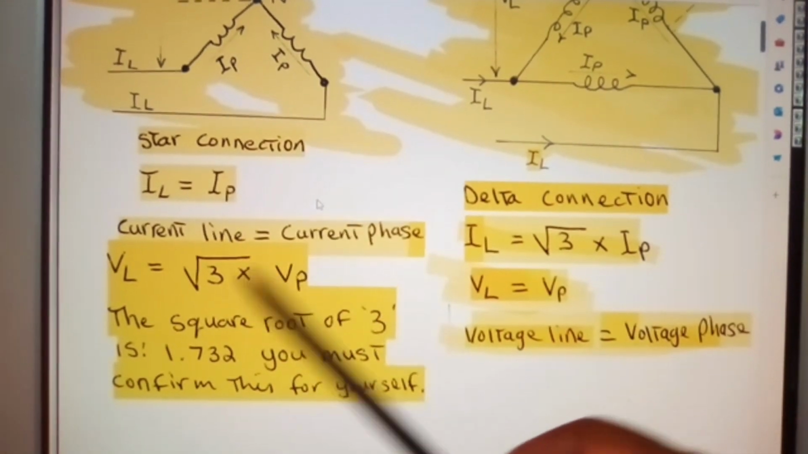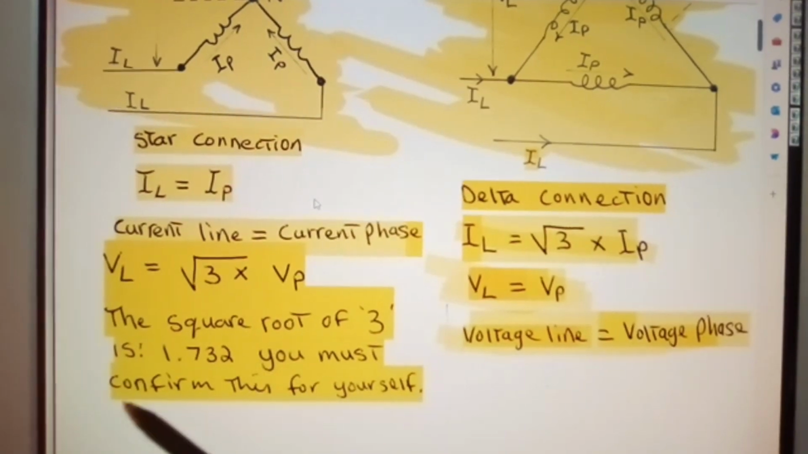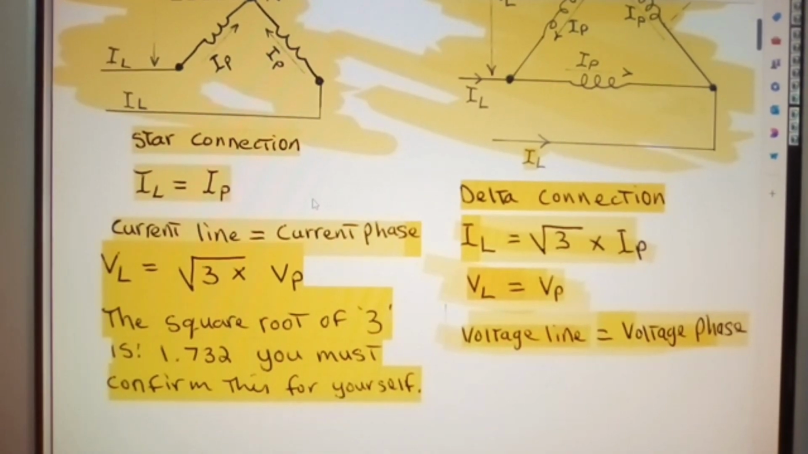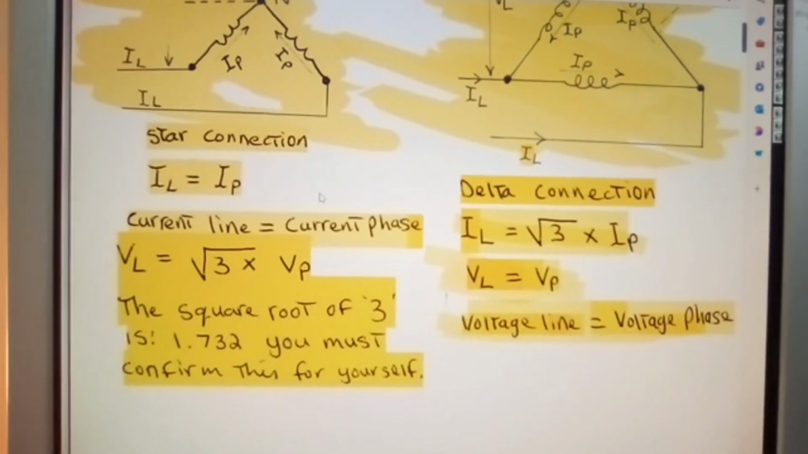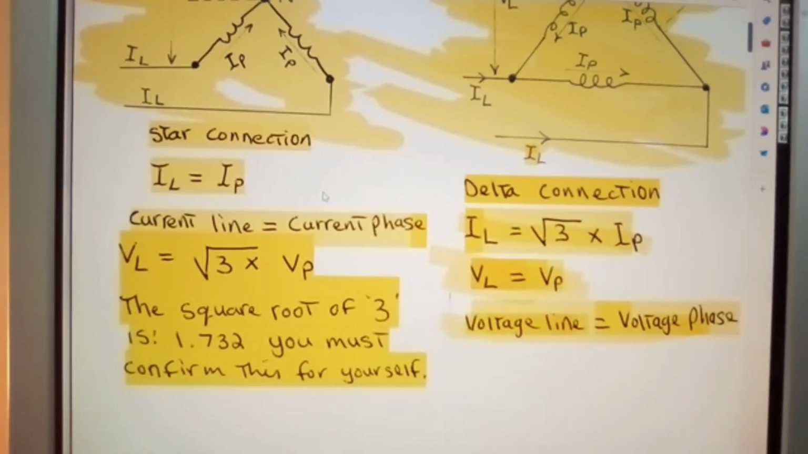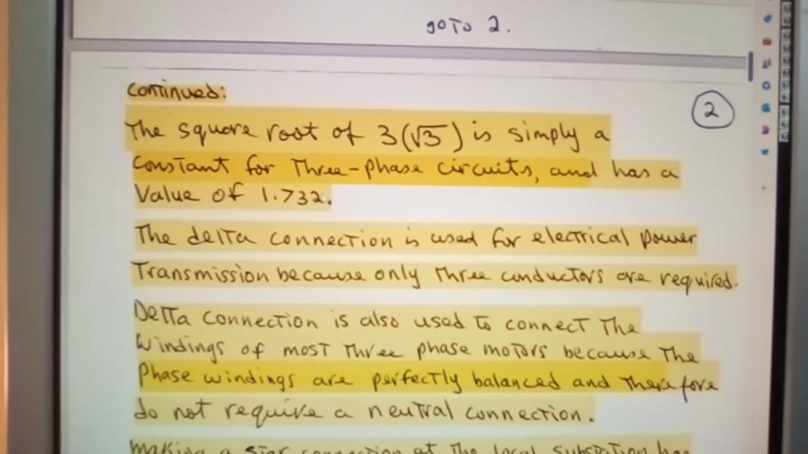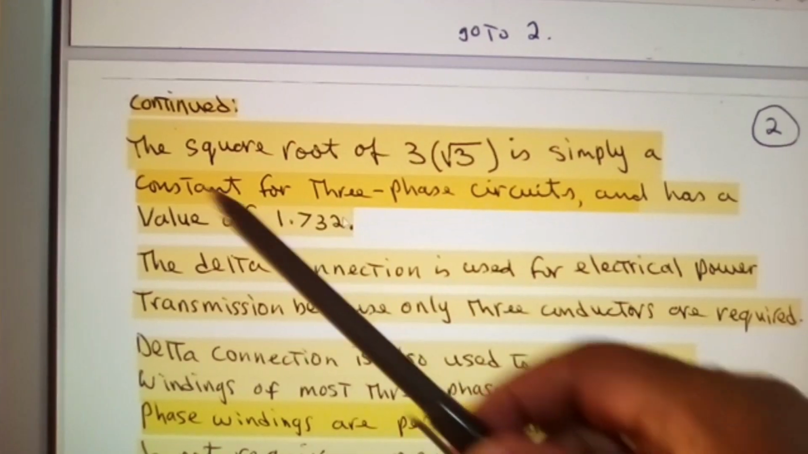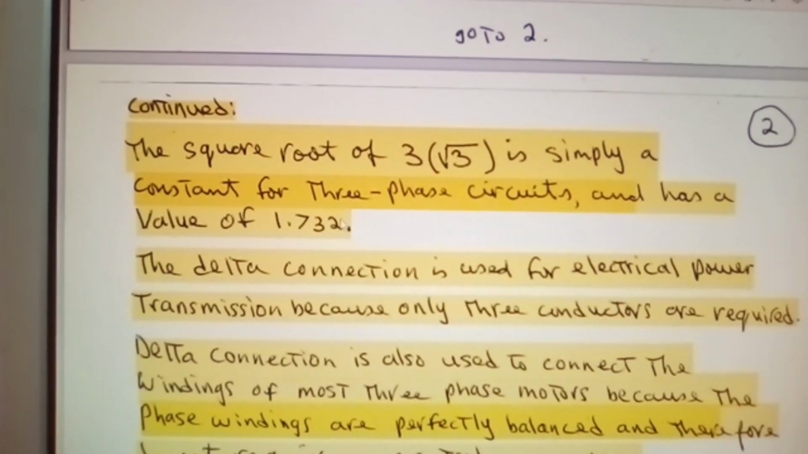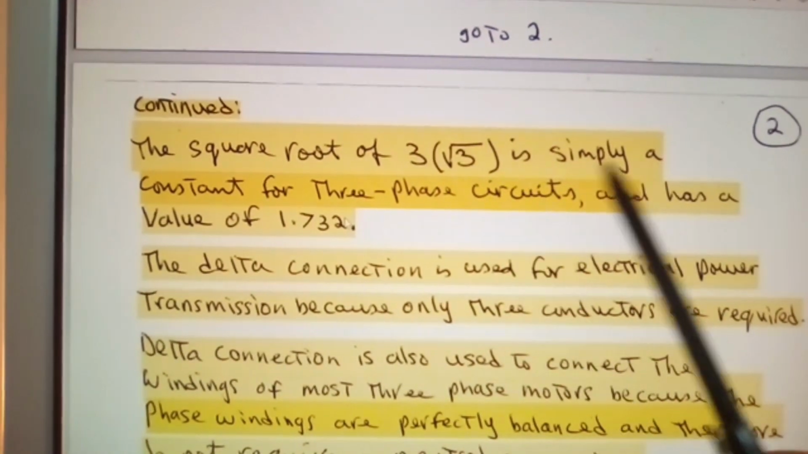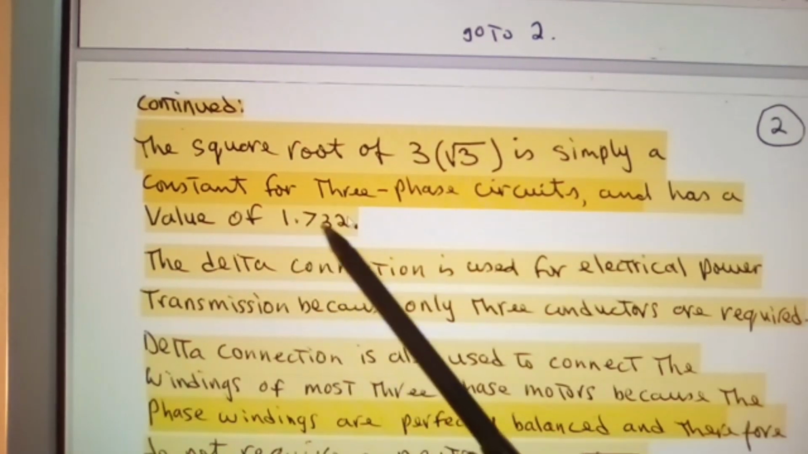Current line equals current phase, VL equals square root of 3 times VP. The square root of 3 is 1.732. You must confirm this for yourself, okay? Now, the square root of 3, and I put in brackets, is simply a constant for three-phase circuits and has a value of 1.732.